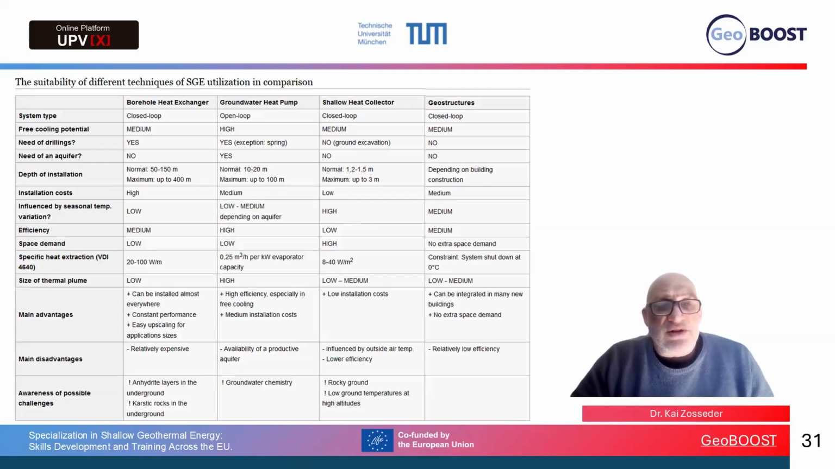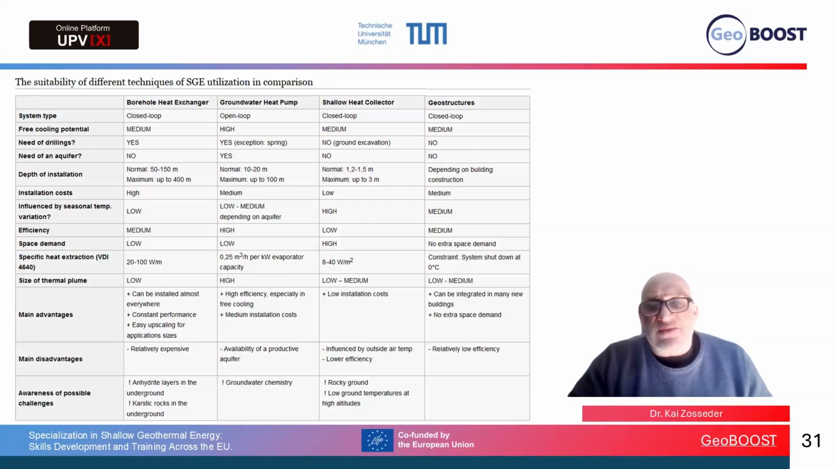Of course, groundwater heat pumps have a high efficiency, and especially in free cooling, it is very favorable, and the installation costs are medium, but of course you need an aquifer somewhere. Shallow heat collectors have the lowest installation costs as an advantage, and geostructures can be integrated in many, many buildings, and there is no extra space demand, which is very good for geostructures.